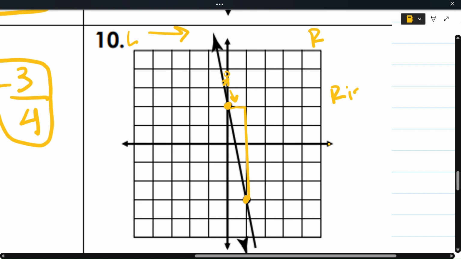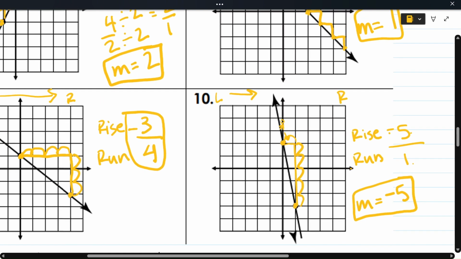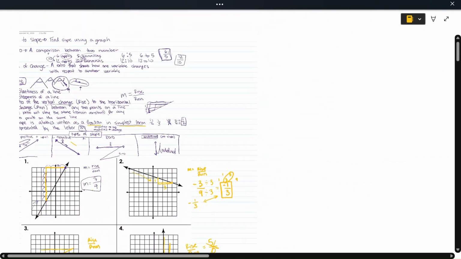Okay, so let's count my vertical space first, my rise. I have 1, 2, 3, 4, 5. I know that that's going to be negative. And my run, easy, is just 1. My slope is negative 5 over 1, or just negative 5. Because we're in Algebra 1, we know that this can be reduced to negative 5, and we also know that we can put it back underneath, and it means the same thing. Great. That is all I have for you today.